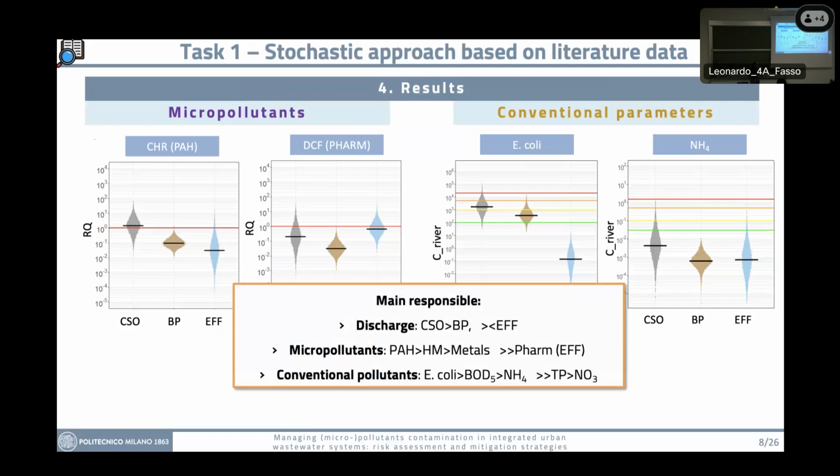So we saw, looking at different other compounds, that for pharmaceuticals, the main responsible is the effluent, while for other micropollutants like hydrocarbons, heavy metals, and here should be pesticides, we have more impact from wet weather discharges. And for conventional pollutants, E. coli is the main responsible for the bad quality in rivers, while the effluents are responsible for phosphorus and nitrates.